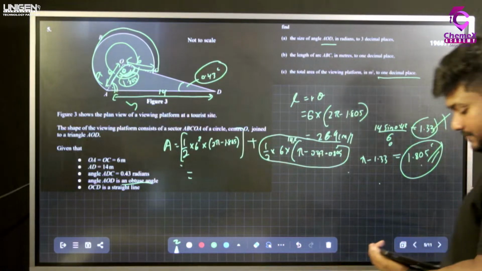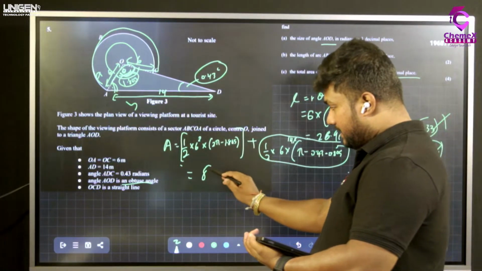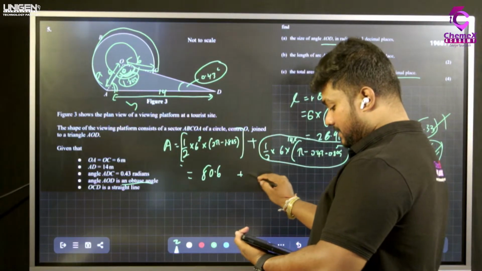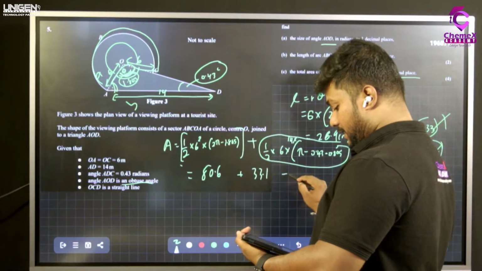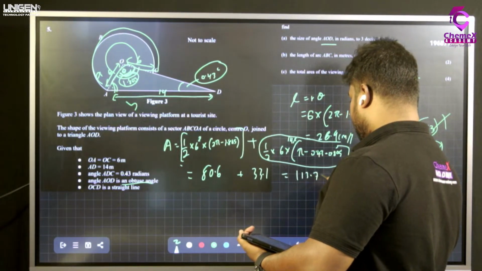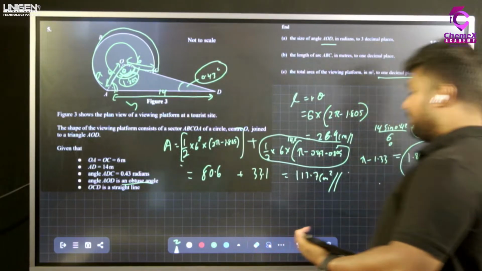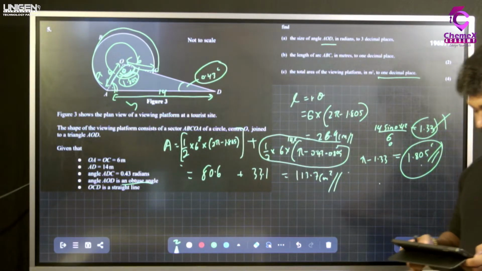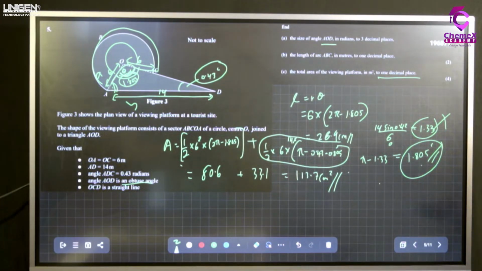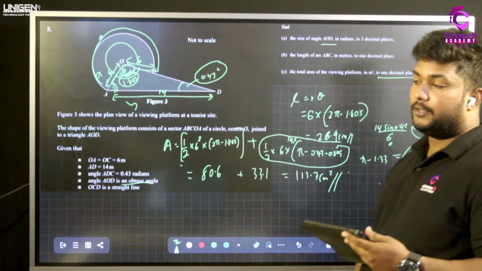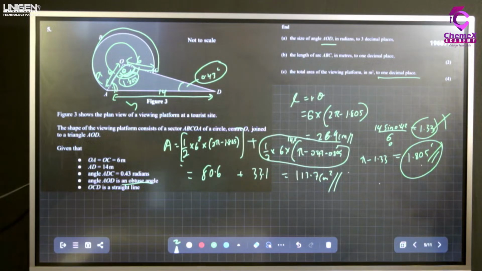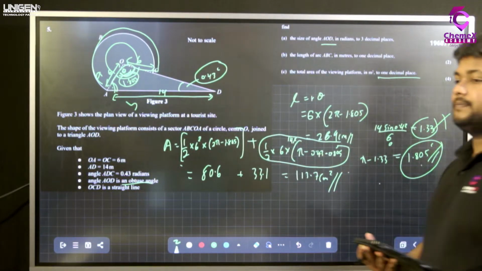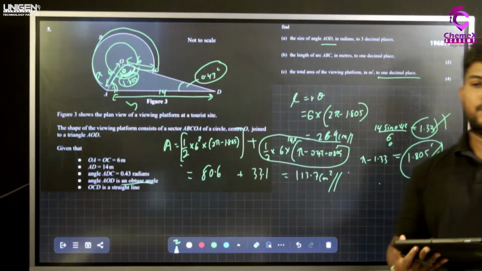What do you get then? This becomes 80.6, this becomes 33.1. So when you add them, 113.7 centimeters squared. Any questions? Anyone has any questions? Do you all have any questions? No?